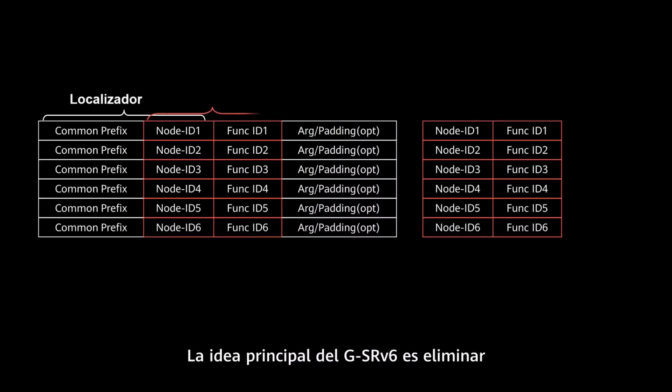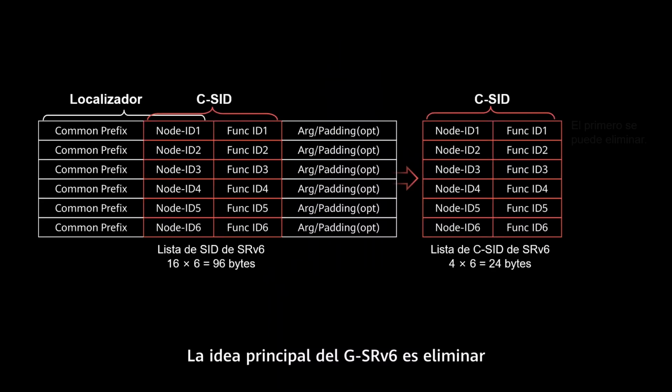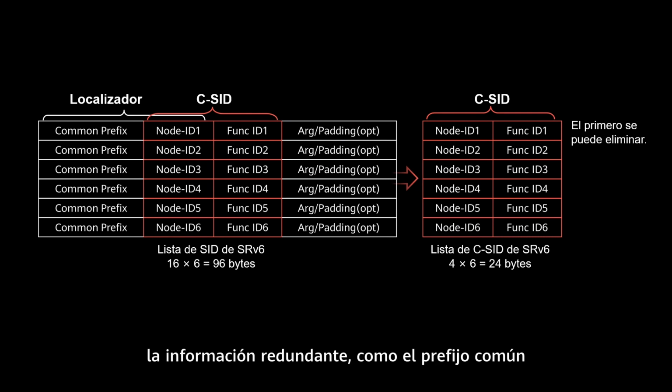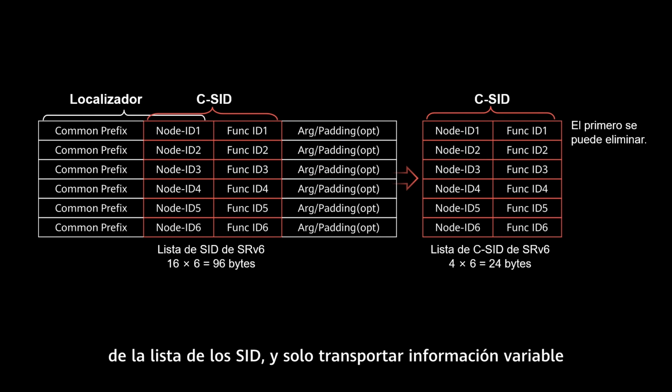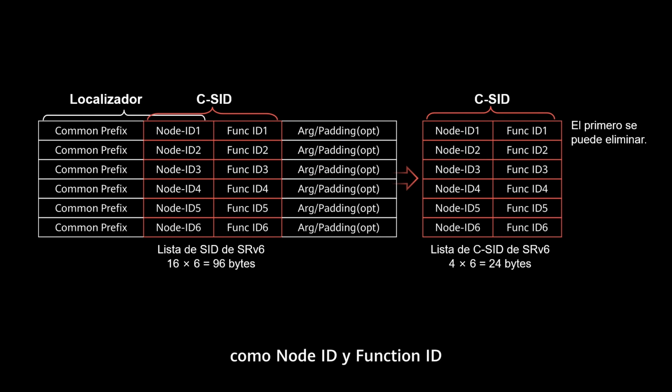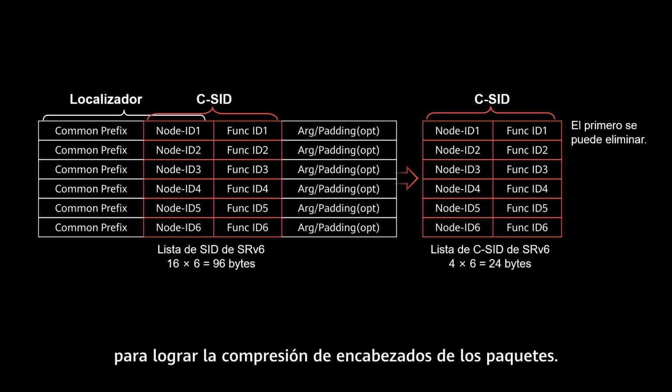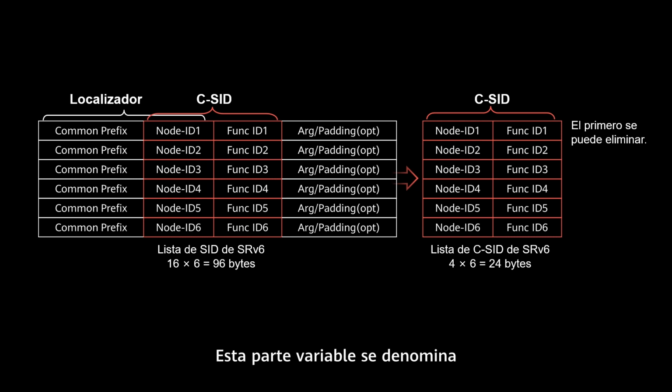So the main idea of G-SRv6 is to delete the redundant information, such as the common prefix, from the SID list, and carry only the variable information like node ID and function ID, thereby achieving packet header compression. The variable part is called a compressed SID, C-SID, or generalized SID, G-SID.